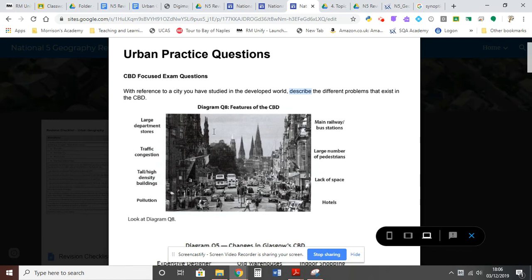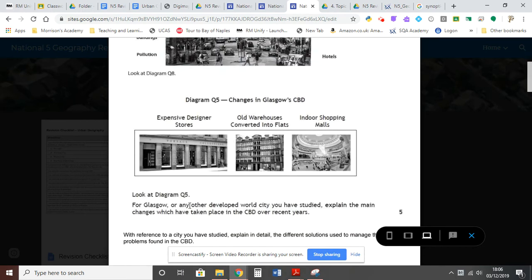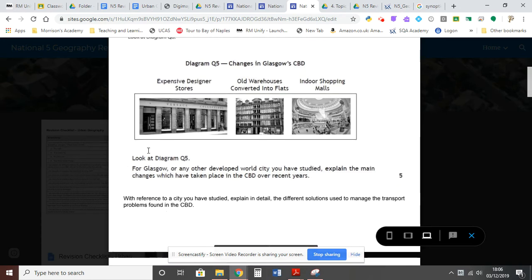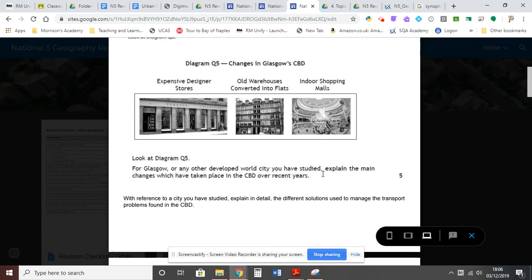So that's a whole bunch of reasons about the problems. Now, it's quite important to be aware of what the problems are, because you may be asked to talk about solutions, which is this next question. When we look at it, these two questions here are very similar to each other. In this case, it's for Glasgow or any other developed world city you've studied, explain the main changes that have taken place in the CBD. So that's the key idea you want to write down. Explaining the changes is very similar to telling me about the solutions.